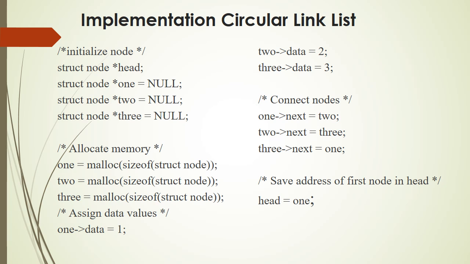And now after that, we have to save the address of the first node in the head by writing the instruction head is equal to 1. In that way, we implement the circular linked list.